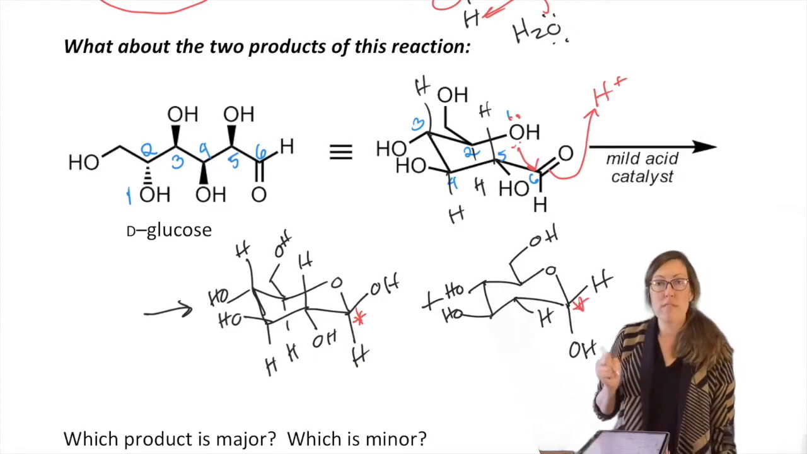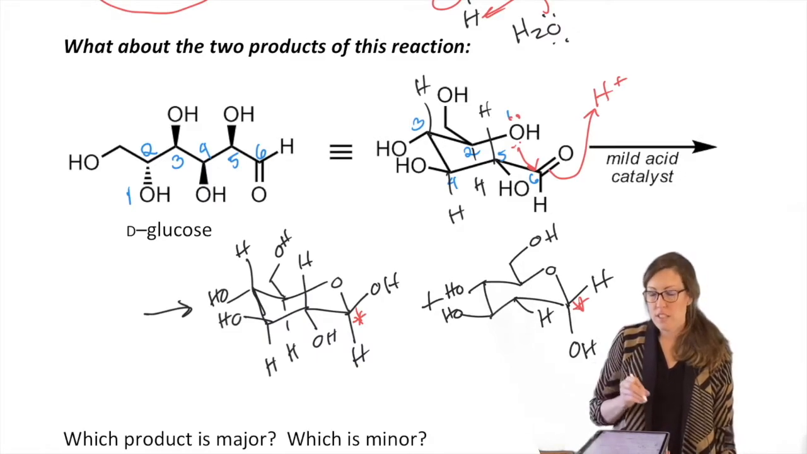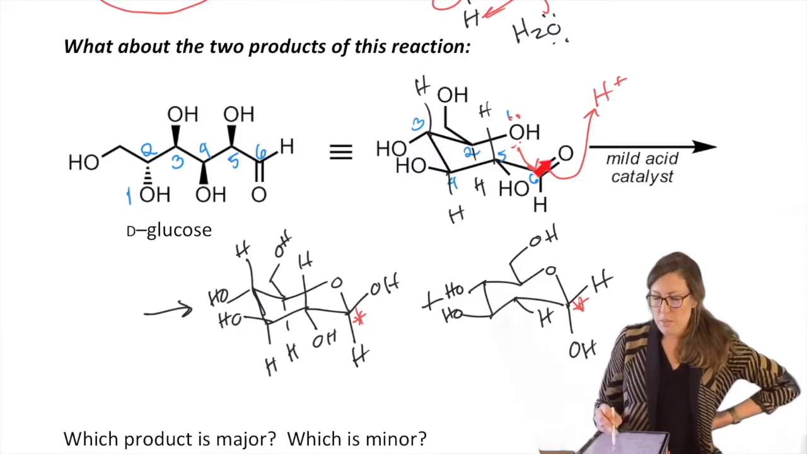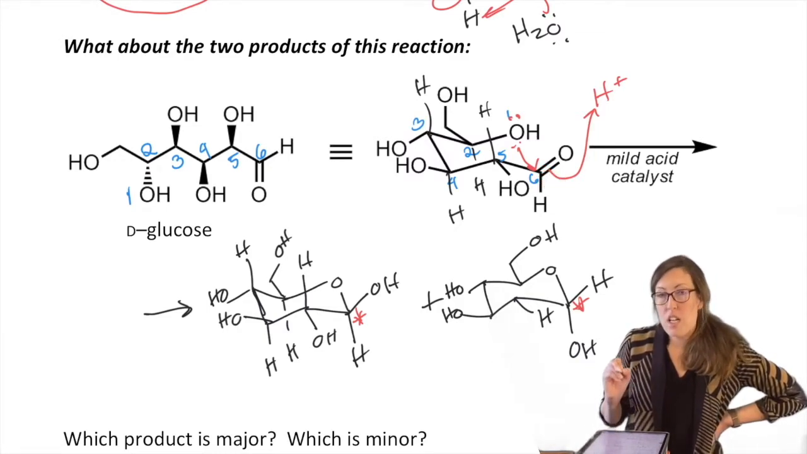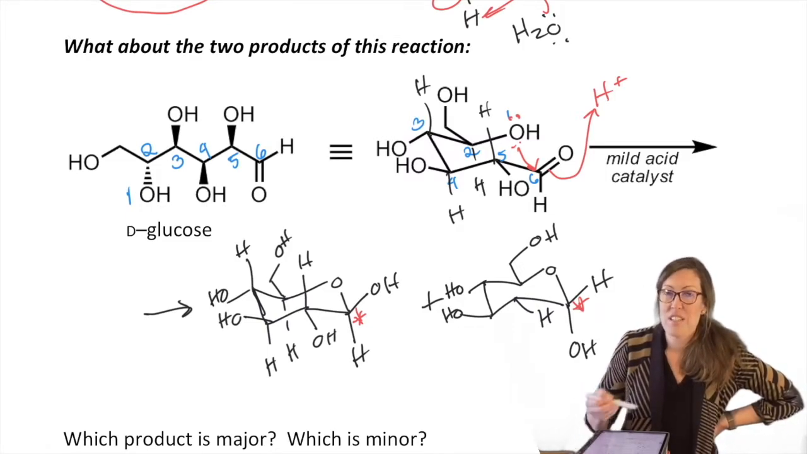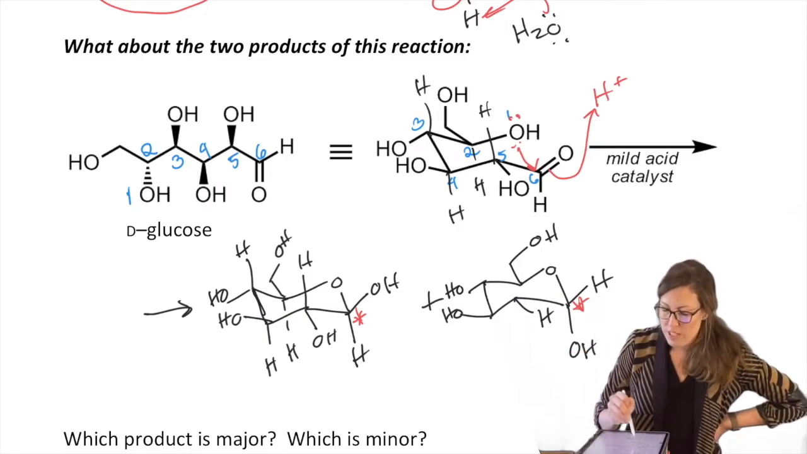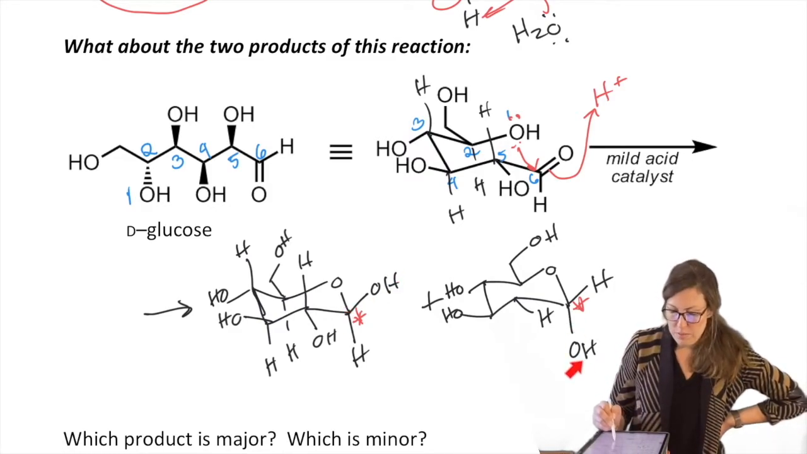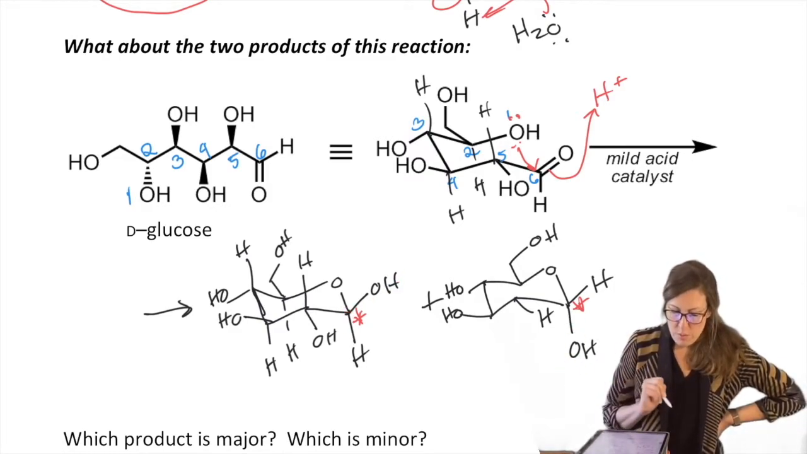So it's not a chair flip. These are the same chairs. It's just that when you attack something that's sp2 hybridized, trigonal planar, you potentially form a stereocenter because you make a tetrahedral carbon. And if that tetrahedral carbon has 4 different groups attached, then you do have a stereocenter. So because we formed a stereocenter, we have to acknowledge that it could have formed either way, with the OH going up or the OH going down below. So we get both. Which one's major?